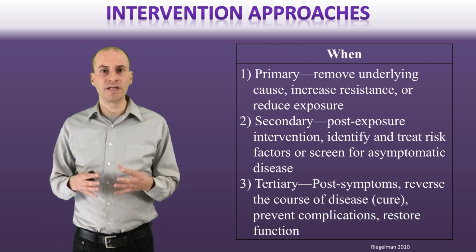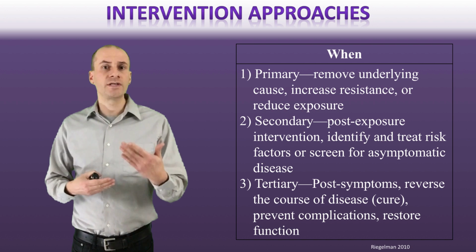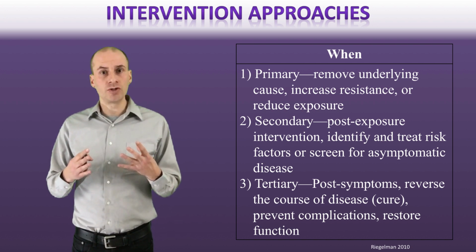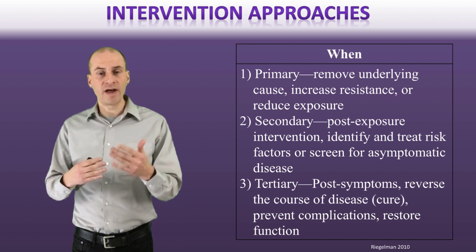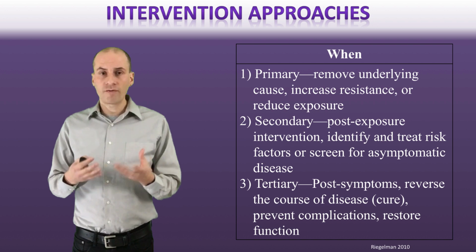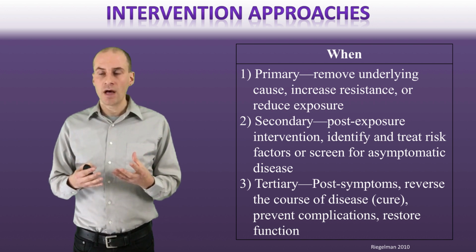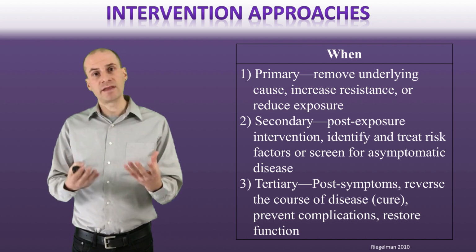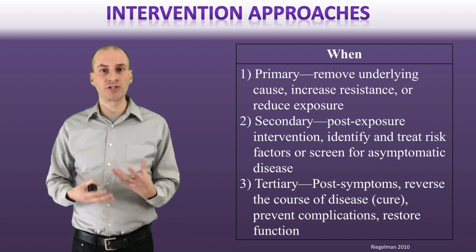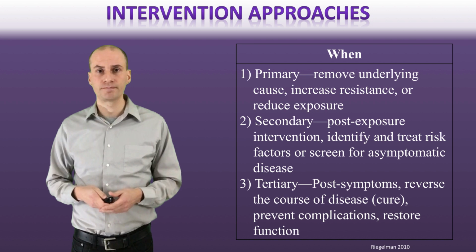Then we have tertiary prevention. Tertiary prevention is after people have already started developing symptoms of that disease. There are things that you can do to delay or prevent the progression of that disease to be more severe. Or for certain people who have diseases, you can make efforts to prevent additional complications and perhaps help restore function for those individuals.